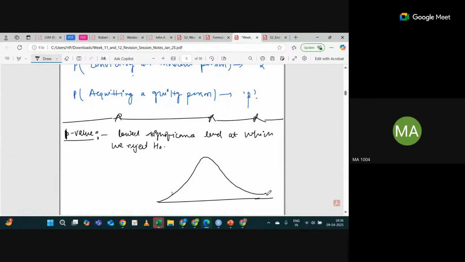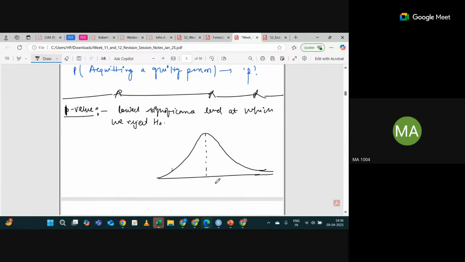This would be a standard bell-shaped curve. Suppose this is your mu, the mean, and this is c, the critical value. After this, suppose this part represents alpha, which is 0.05. In this case you will reject your h naught if your test statistic is greater than c. And this is your 1 minus alpha.